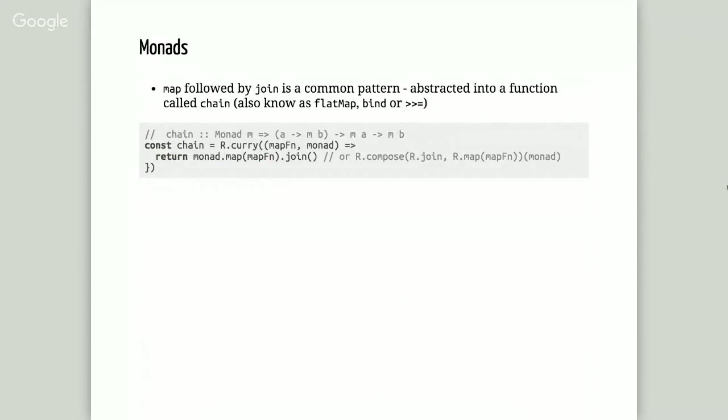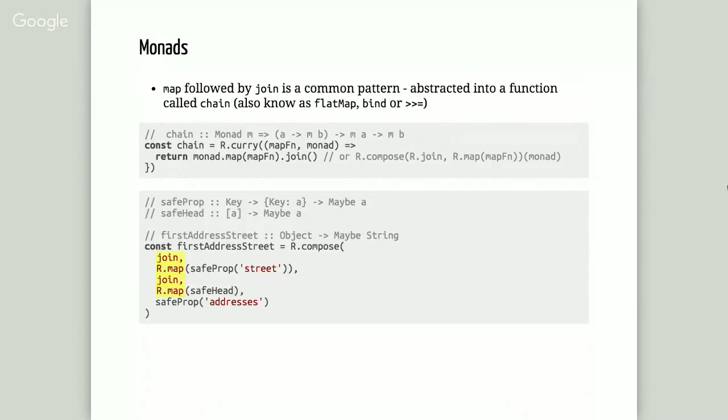And it turns out that this operation of calling map and then calling join is so common that it's abstracted into a function, which in this instance we call chain. In languages like Scala, this is called flat map, and in Haskell, it's that little fella, I believe. I don't know what you call that one. But what chain is going to do is call map and then call join.